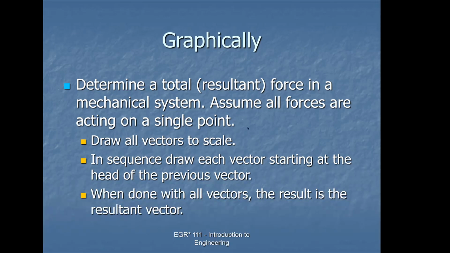So this is just a process of going through and doing it graphically. I'll have to go through and show you an example. So this one is just: draw vectors to scale, draw each vector starting at the head of the previous vector, and when done with all vectors, the result is the resultant vector. Okay, so it's not much to that. Either I'll create one or show you a YouTube video on that. So this is just graphically using a protractor and ruler, essentially.